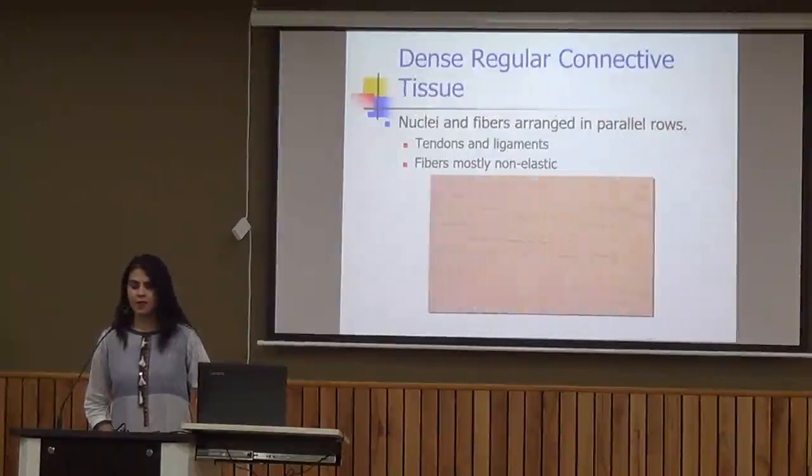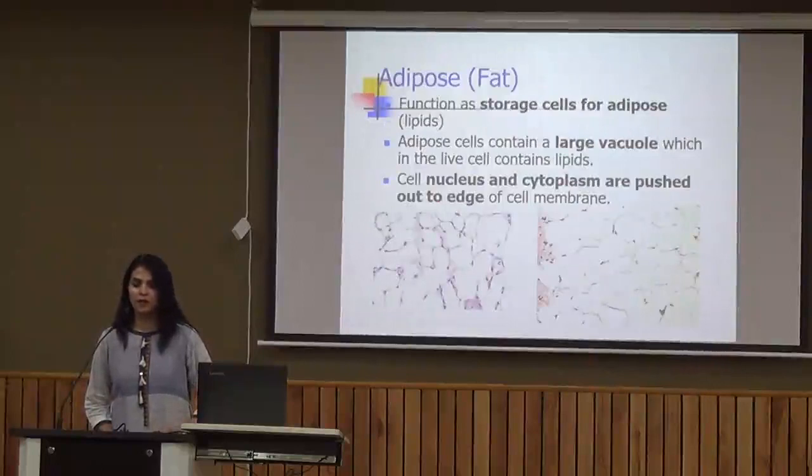Now this is dense regular connective tissue. The nuclei and fibers are arranged in parallel rows. Here we mostly talk about tendon and ligament, and what the function of each is. One type of connective tissue connects bone to bone. The second type connects muscle to bone. Both kinds of tissue bear considerable strength, but one is more elastic and the other is less elastic.